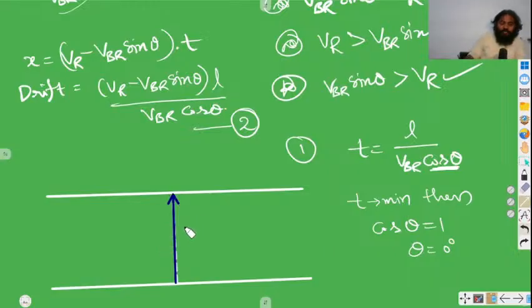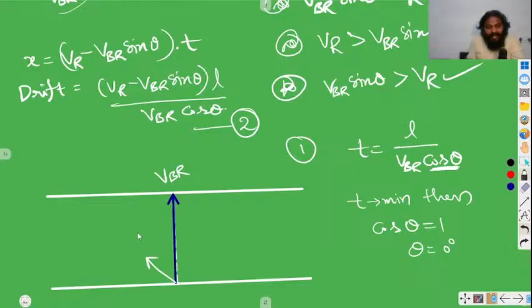Okay? So this is your effort, the velocity of the boat with respect to the river. For example, if you try to cross the river like this, you have to oppose the river flow. This is your effort. So to oppose the river, it takes much time.